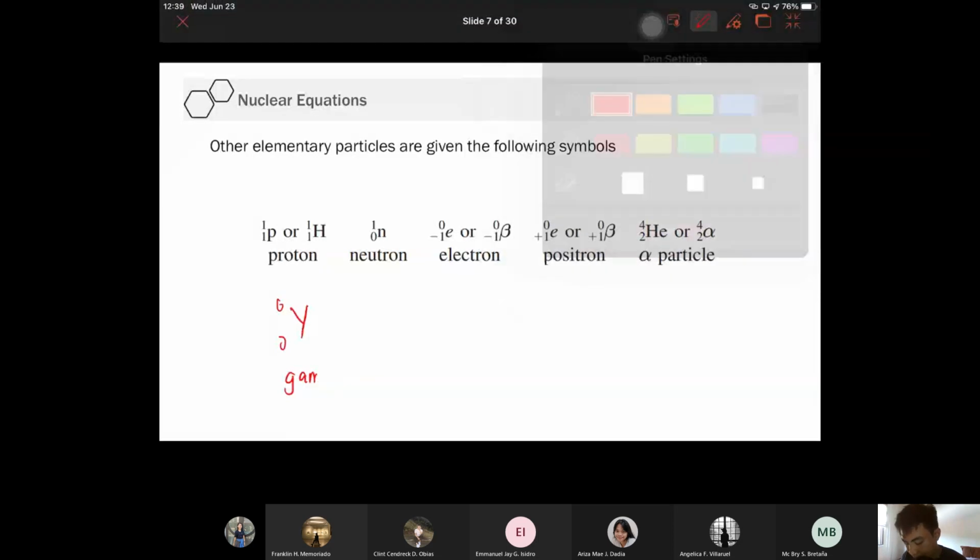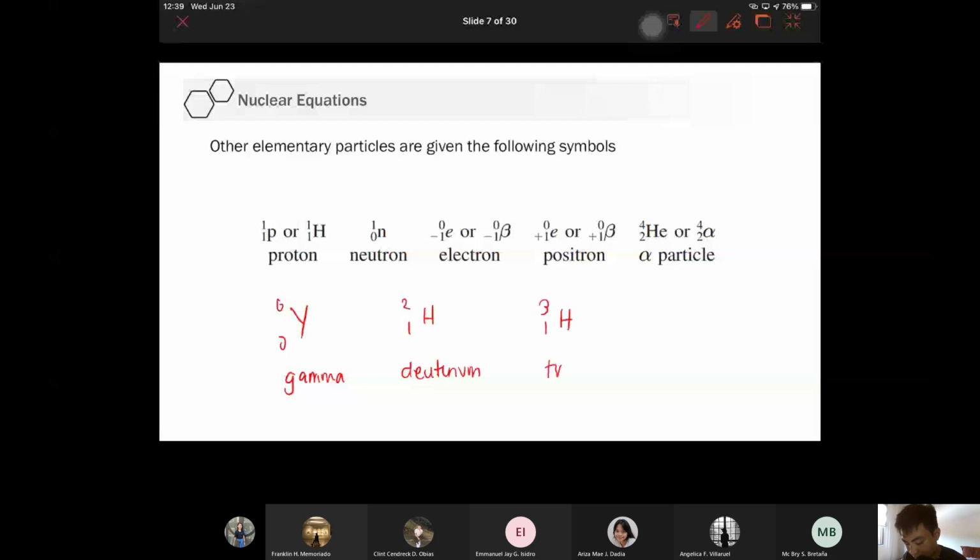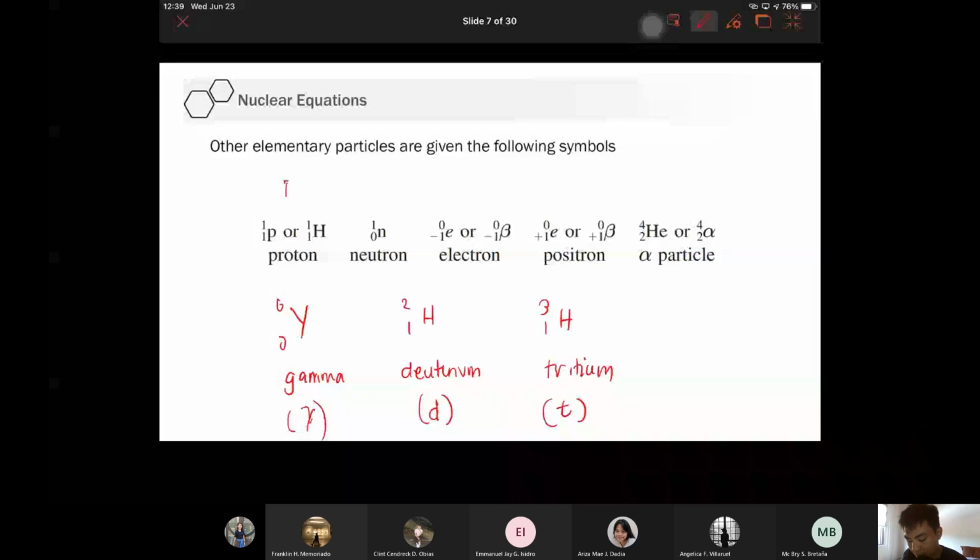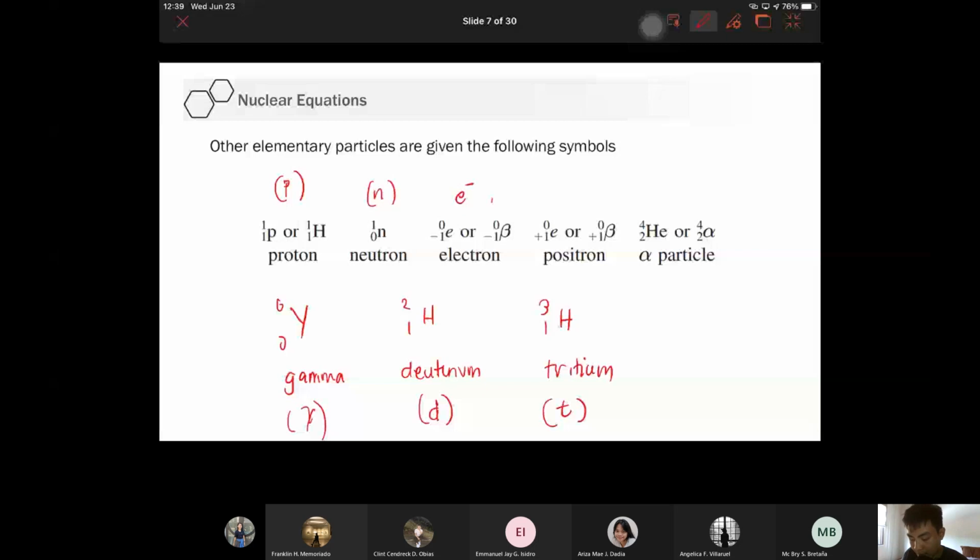Gamma. This one is deuterium. And this one is tritium. Okay, so the symbol of that is letter D. This is letter T. This is gamma. This symbol is P. This symbol is N. This symbol is E or beta. This symbol is E positive or beta positive. This symbol is alpha. Okay? So those are what we add to our nuclear symbols earlier.